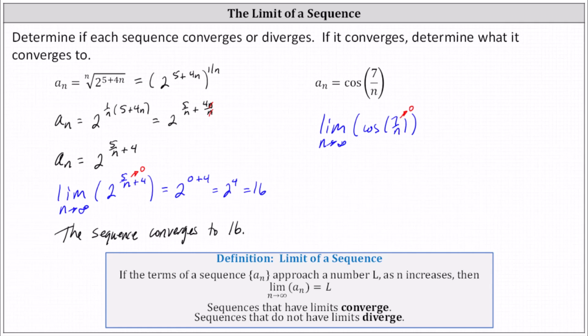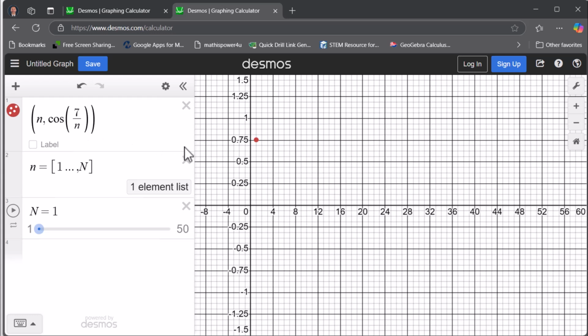The limit actually approaches cosine 0, and cosine 0 we should recognize is equal to 1. Because the limit equals 1, the sequence converges and converges to 1. And once again, let's look at this graphically. We'll now graph the first 50 points in the form of n, comma, cosine of 7 divided by n, and look at the behavior of the points.